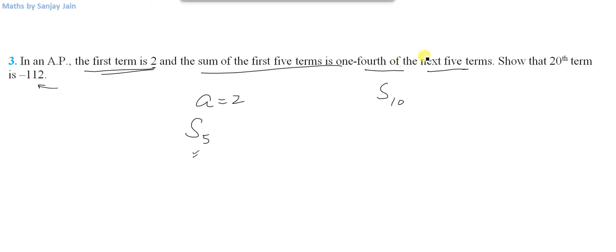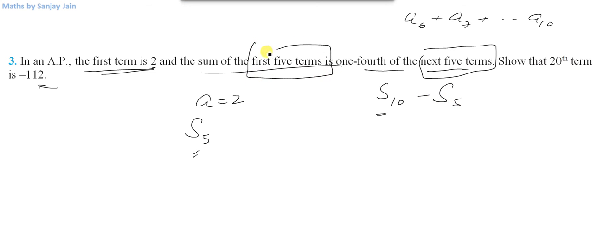So the sum of the next 5 terms, or I can say the sum of the terms from the 6th term to the 10th term, will be S10 minus S5, right? The sum of the first 5 terms is 1/4 of that. So S5 is equal to 1/4 of the sum of the next 5 terms, that is S10 minus S5. This is what is given. Okay, let us process this information and see how we can solve this question.